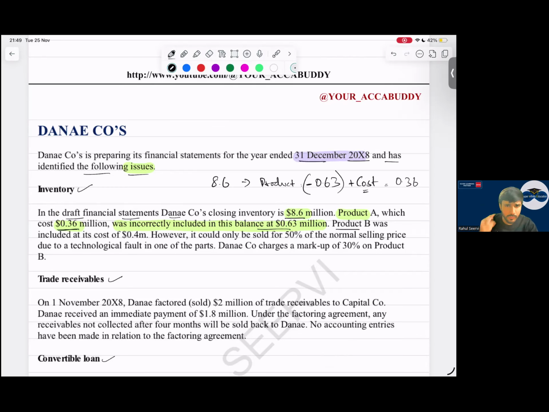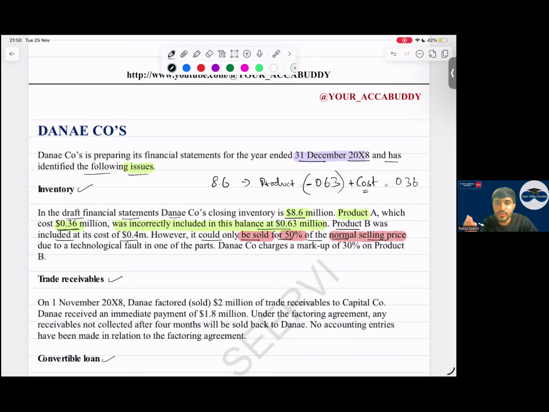Product B. There is one more product which is included here. Product B was included at a cost of 0.4. But what do we see? We see cost and NRV, whichever is lower. However, it could only be sold for 50% of the normal selling price. Cost is how much? 0.4 million. So what will NRV be? NRV will be less or not? Because they are saying that we can sell this at 50% of the normal selling price.